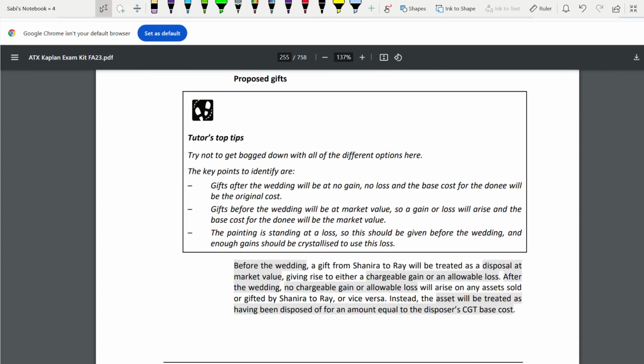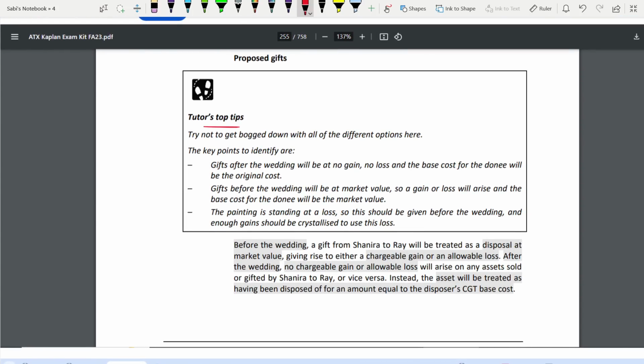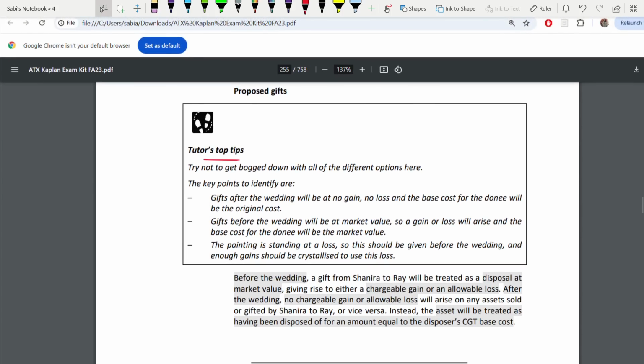Now these are some tutor top tips which will help you. They are not part of your answer. When you are given a gift, you have to consider whether it is after the wedding or before the wedding. If it's after the wedding, remember it is between spouses, so it is going to be exempt.